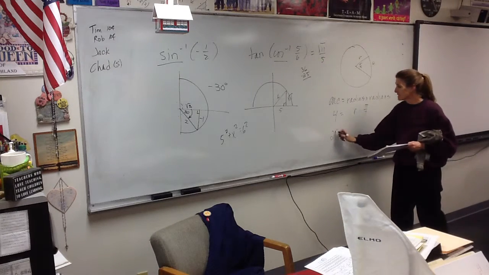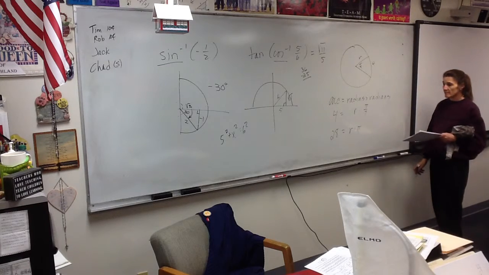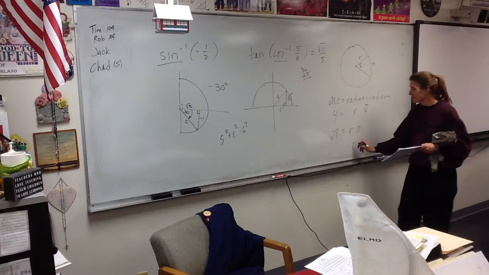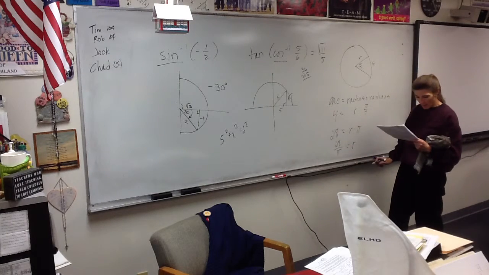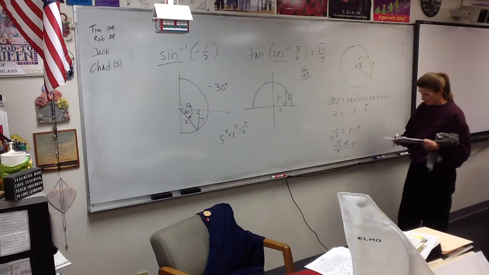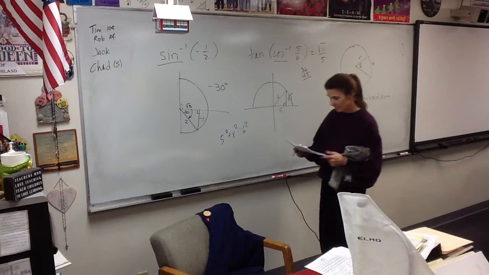Multiplying both sides by 7 gives us 28 equals r times pi. Dividing by pi, your answer is 28 over pi centimeters.